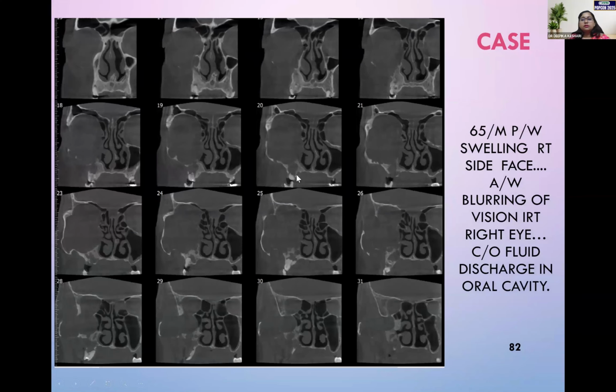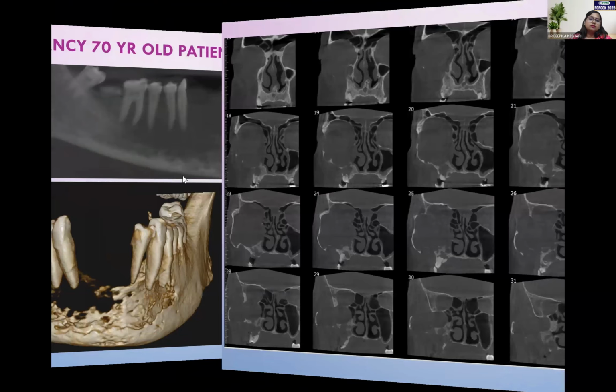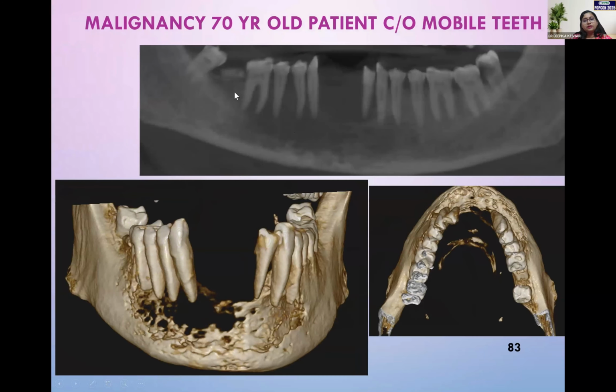Now, the next case is a 65-year-old male patient who reported to us with swelling on the right side of the face, blurring of vision in the right eye, and fluid discharge from the oral cavity. We can see that there is a huge expansile lesion causing significant destruction of the maxillary alveolar process, right maxillary sinus and the right orbit, and that's why there is this blurring of vision. So it was considered to be a case of malignancy. Another case of malignancy, where the patient complained of mobile teeth. On CBCT, you can easily see that there is irregular bony destruction and the teeth are bereft of bone support.